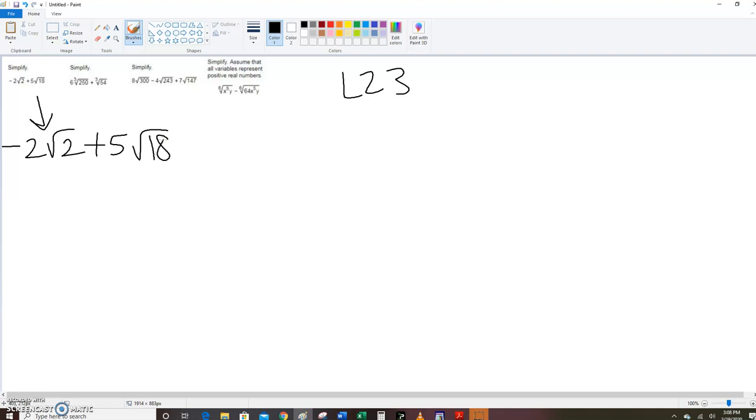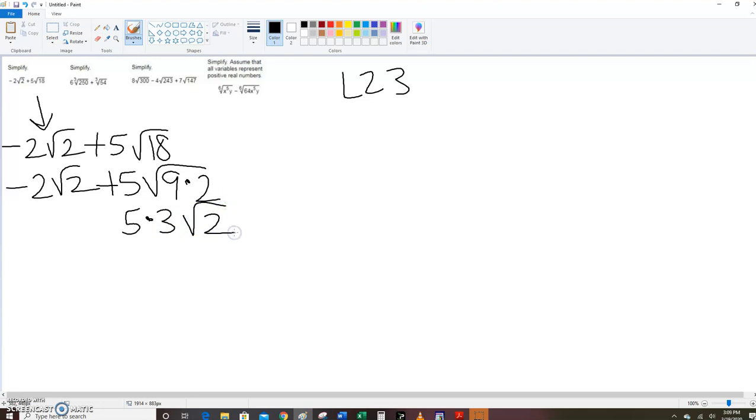18 has a perfect square root factor of 9. So we can break down 18 as 9 times 2. Because we know the square root of 9 is 3, and 2 stays inside the radical. Multiply the 5 and 3 together, gives us 15 on the square root of 2.